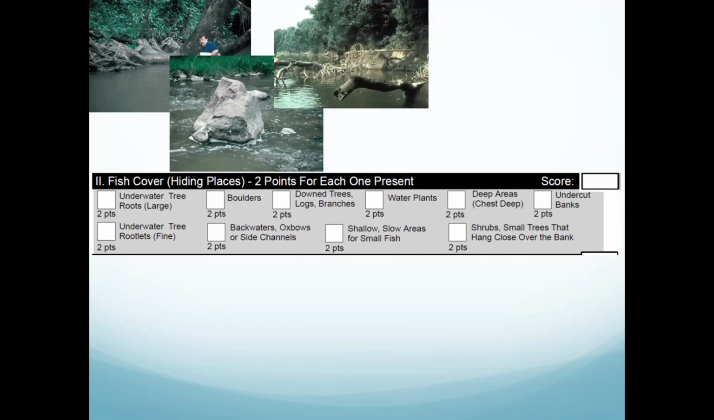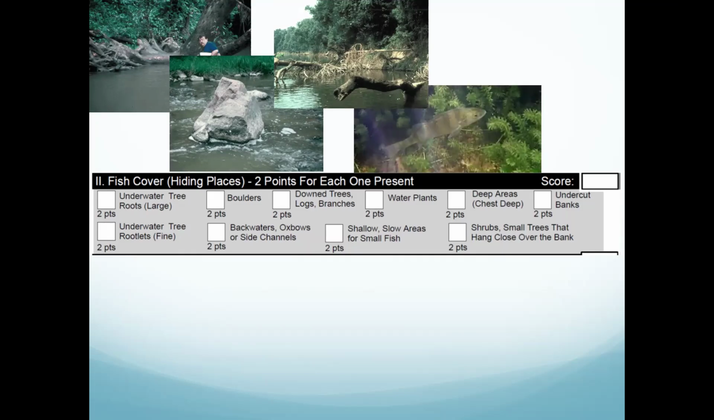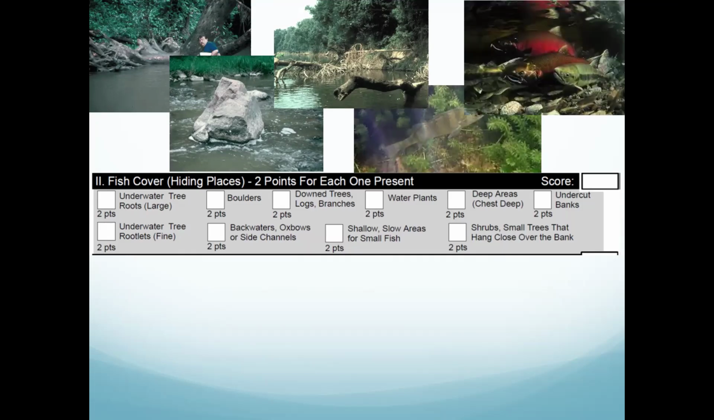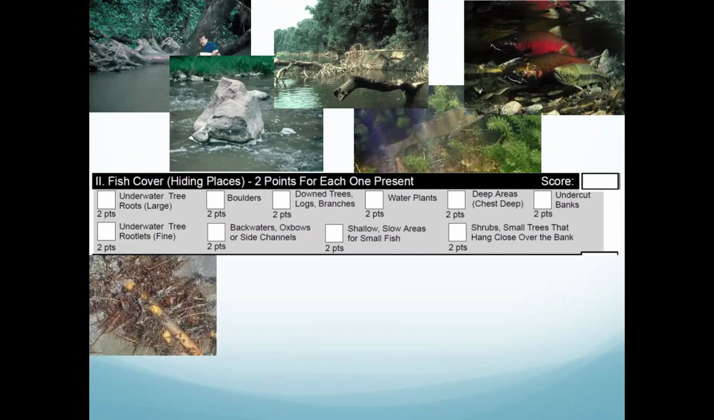Boulders, downed trees and branches or logs, all really good habitat. Water plants, chest deep areas. These are underwater tree rootlets, and these are like the fine ones.